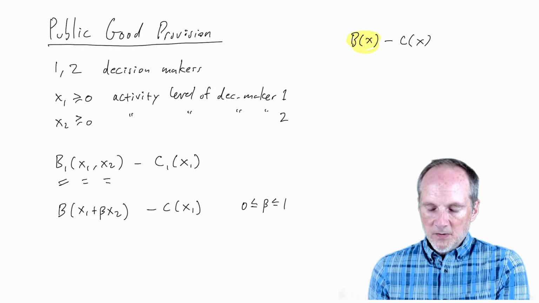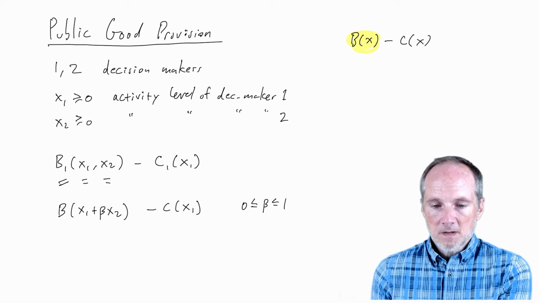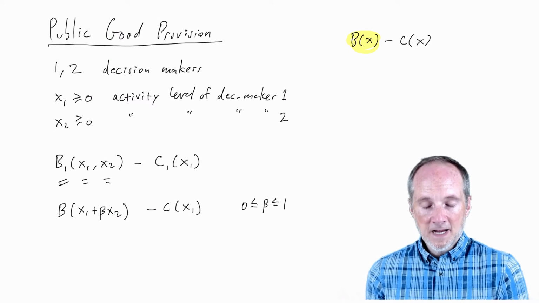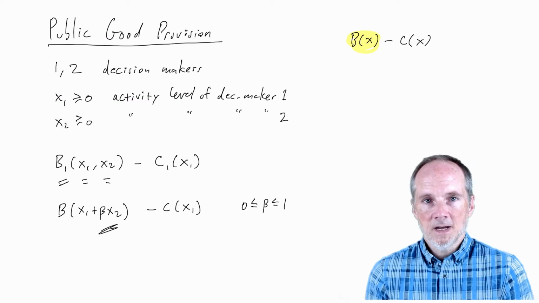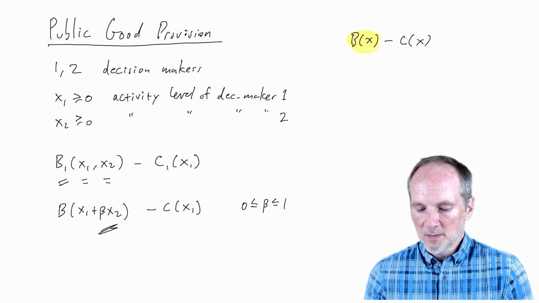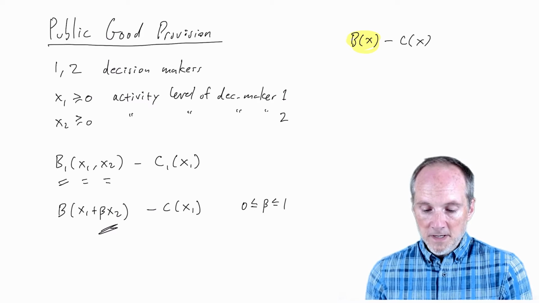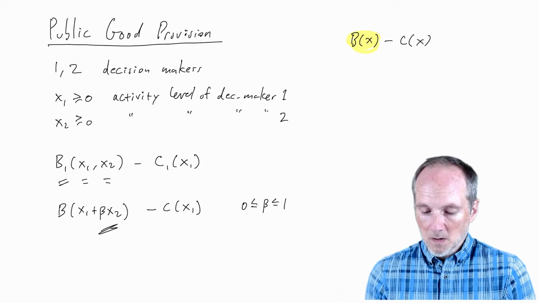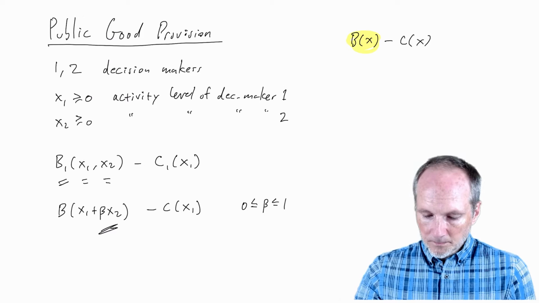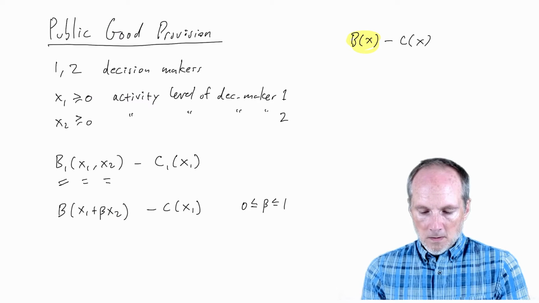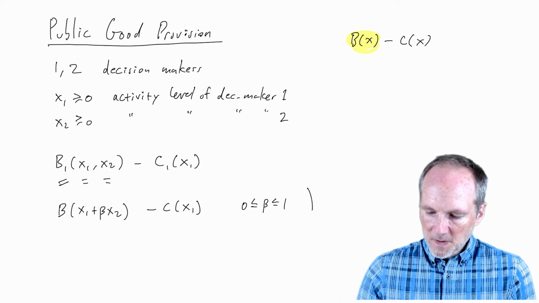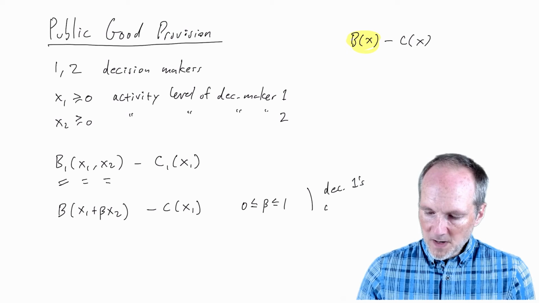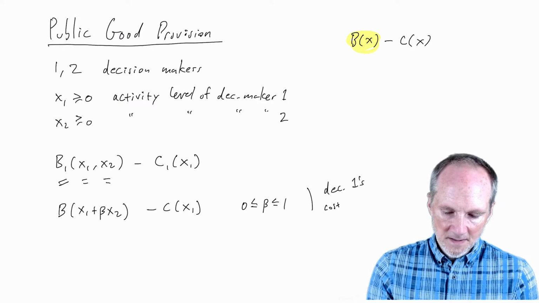All right, so this parameter is going to control how much person 1 cares about person 2's contribution. If beta is equal to 0, person 1 doesn't care at all. This term here disappears, and person 1 just solves the usual cost-benefit problem. If beta equals 1, then person 1 cares about person 2's contribution equally. So this would be decision maker 1's cost-benefit problem, to maximize this.